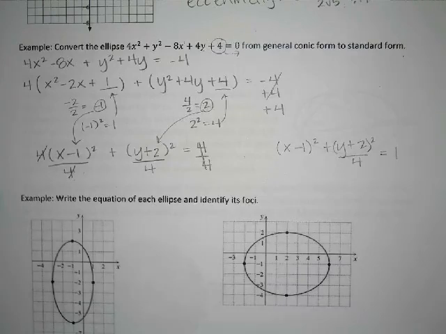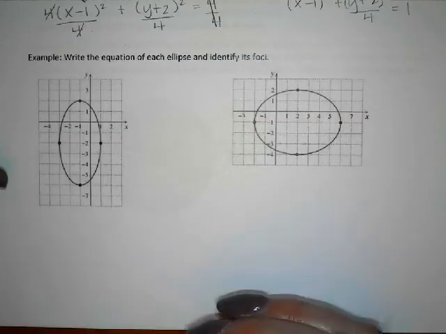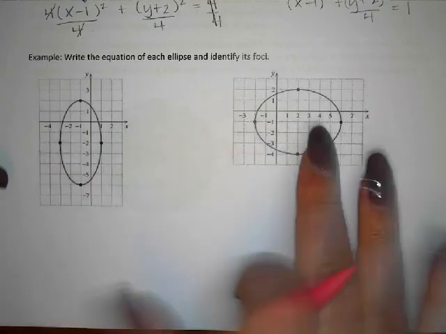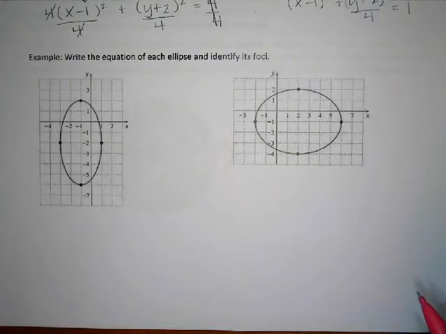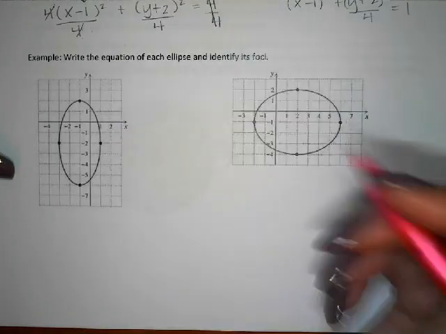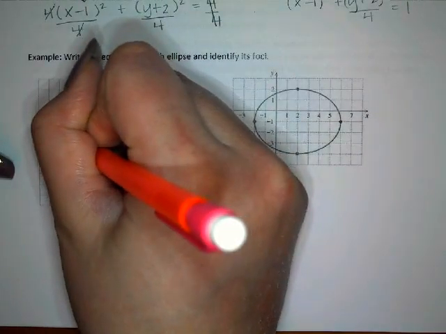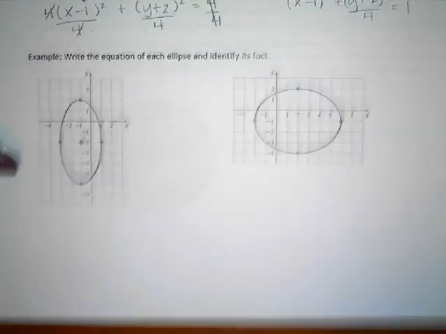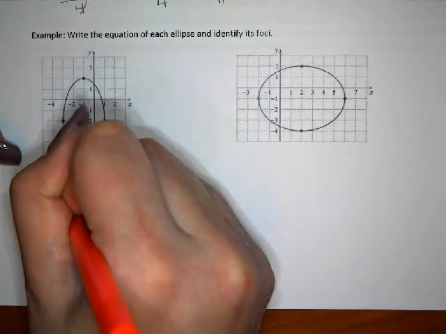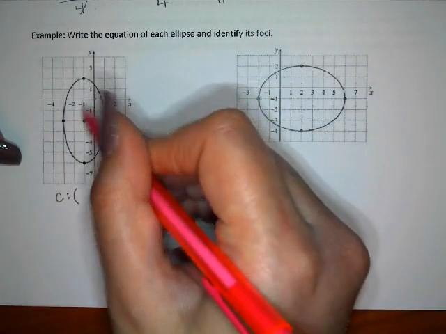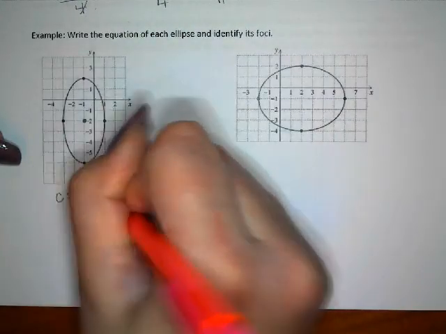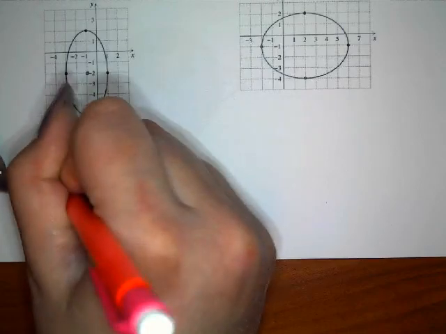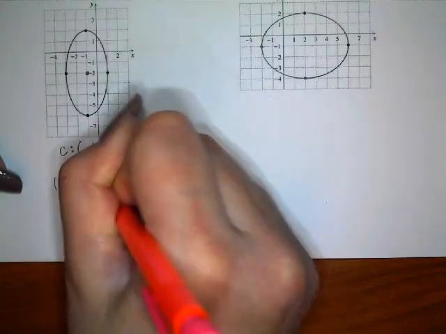All right. We're going to write the equation of each ellipse, and we're going to identify the foci. So we'll do that after we write the equation. So the first thing I like to do is figure out where the center is. So left 1 down 2 looks like. So that means I'm going to have x plus 1 squared, y plus 2 squared.